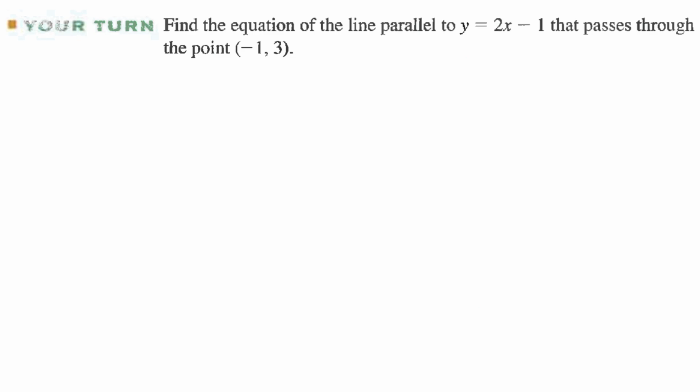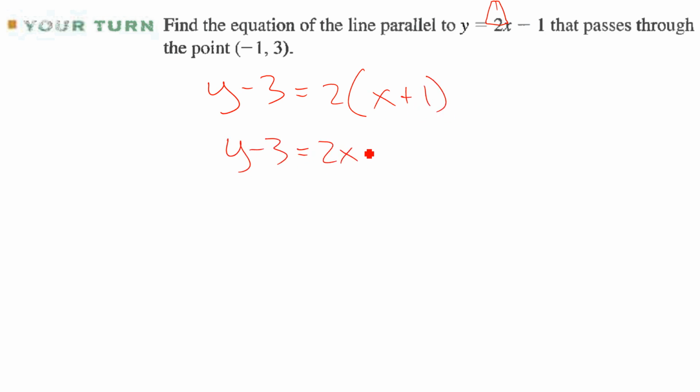All right, your turn. Find the answer to this in slope-intercept form. All right, so y minus 3 equals 2, for parallel to that line, times x plus 1. So y minus 3 equals 2x plus 2. Add 3. y equals 2x plus 5.